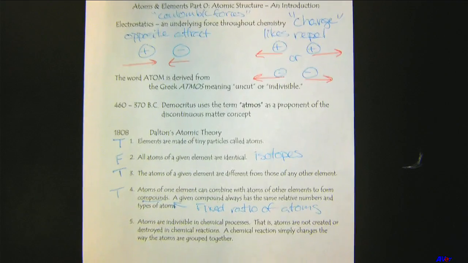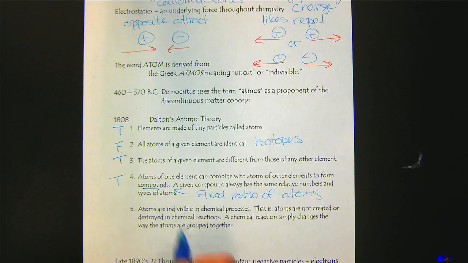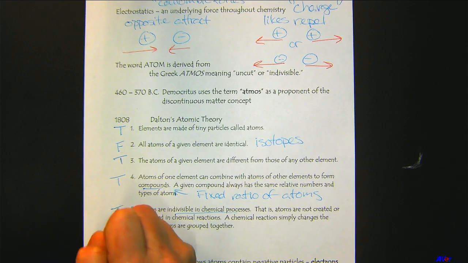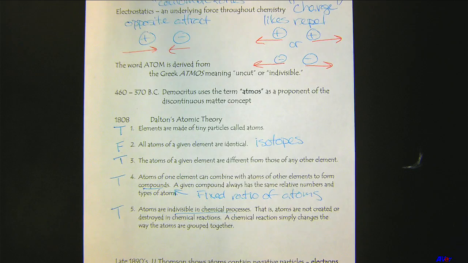And then last but not least, atoms are indivisible by chemical processes, right? So they're not created or destroyed. Now, okay, so we will talk about nuclear chemistry in this course, and then this does not apply, right? So right now we're talking about chemical processes.